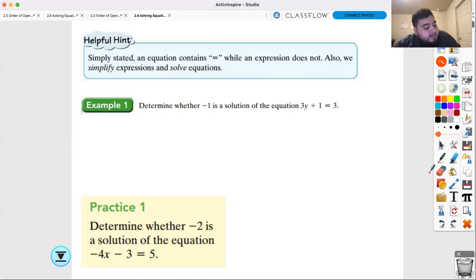All right, let's take a look at example one. It's asking us to determine whether -1 is a solution of the equation 3y plus 1 equals 3. Now, we're not solving this in class. If you solved it, that's great, because remember, with math, there's more than just one component. Solving is one thing, checking if that's an answer is another thing.